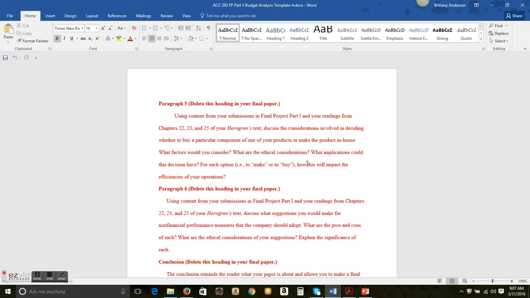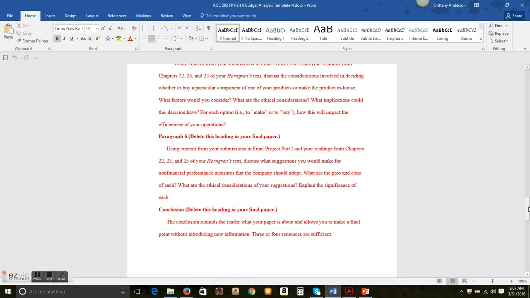Think about the efficiencies. And again, tie it back to your variances. Think about those variances and how, in our efficiency, were we efficient? Were we not efficient? How can we improve that by making or buying? Okay. All right, and then paragraph 6, the non-financial performance measures.